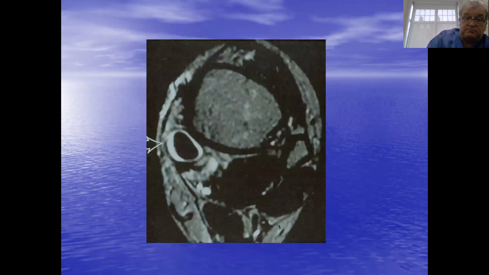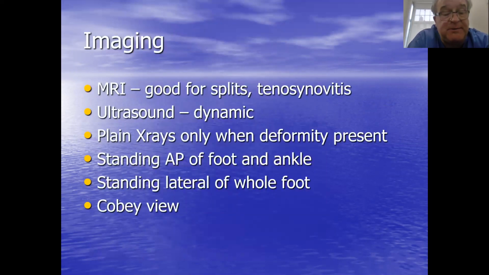Okay, it's imaging. MRI is good for splits and tenosynovitis, and also to look at the Achilles, also to look at the joints to see if there's any degenerative change. Ultrasound is fantastic for tendons, as you probably all know, in that it's dynamic, and it's also very good for splits and tenosynovitis.